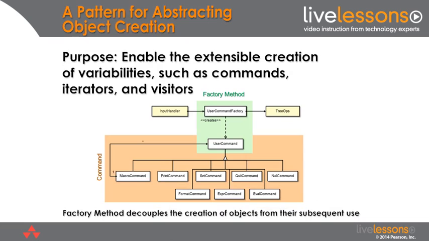We're now going to cover the factory method pattern. In addition to discussing the factory method pattern in general, we're also going to learn how to recognize how this pattern can be applied to enable the extensible creation of variabilities in our design and implementation. The purpose of this pattern is to enable the extensible creation of variabilities, such as commands, iterators, visitors, and so forth. This pattern helps to decouple the creation of objects from their subsequent use.